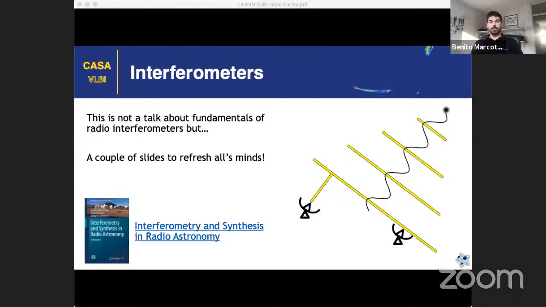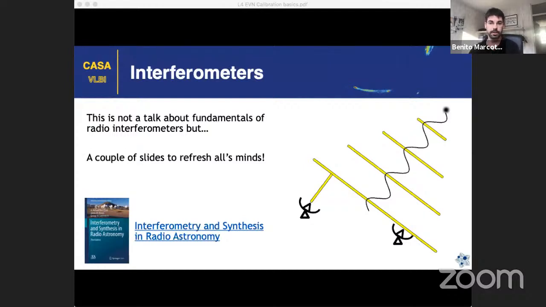So again, I'm not going to discuss the fundamentals of radio interferometers or radio analysis. I'm just showing the concepts to be able to understand them. But it is helpful to start with a few slides from the very beginning. If someone is interested in the details and fundamentals of those, you may find this book, which is actually freely available to download. So everyone can look at it, and it's a good reference textbook for radio analysis.